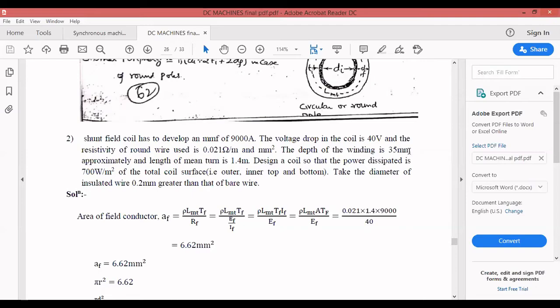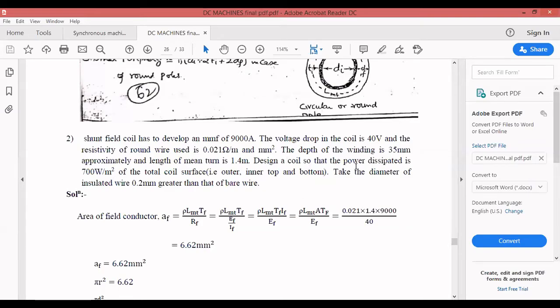The depth of the winding is approximately 35 mm, and the length of mean turn is 1.4 m. The length of mean turn is already given. Design the coil. Design the coil means once again you have to calculate the exciting current, the number of turns, and then the diameter of the conductor. Other things you have to calculate.